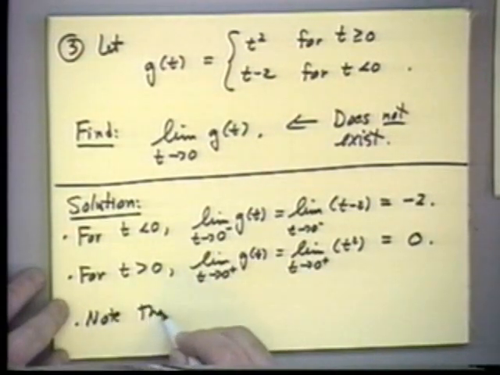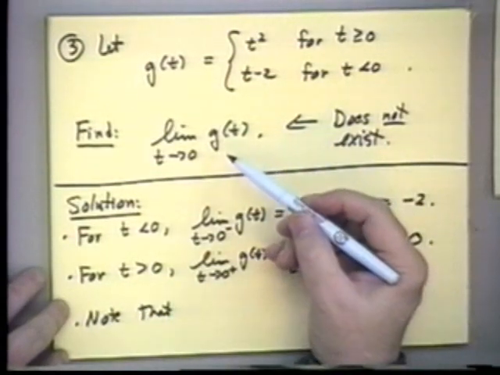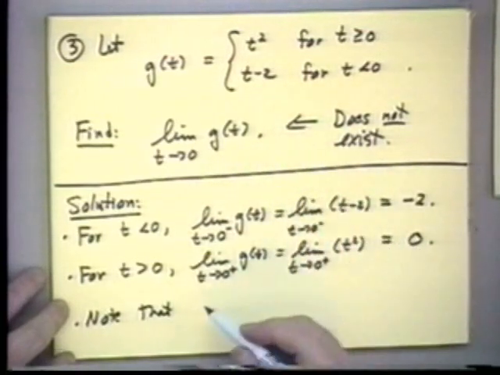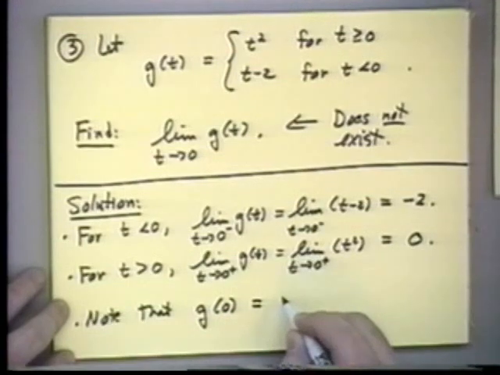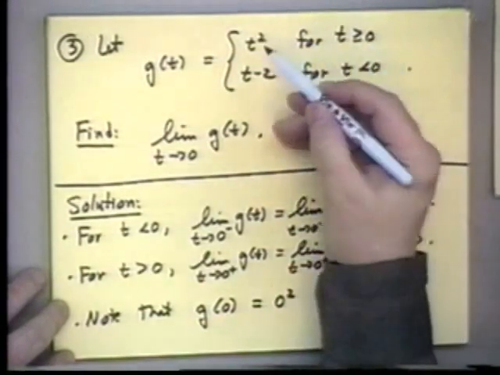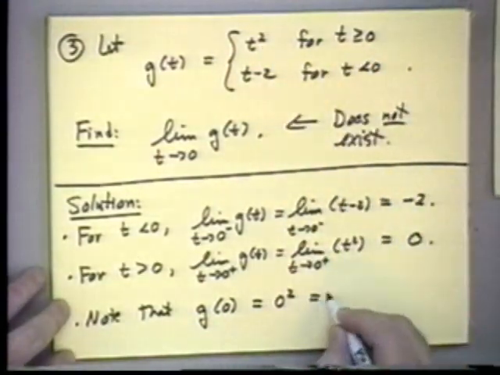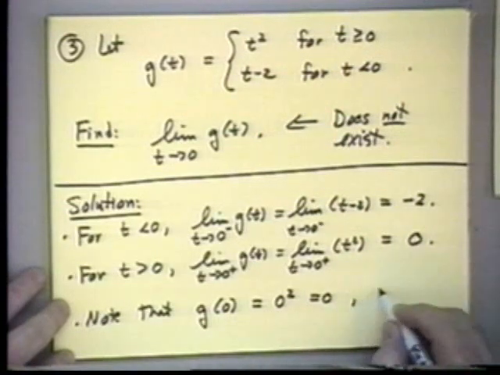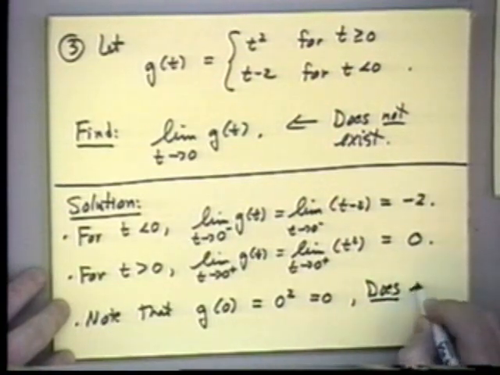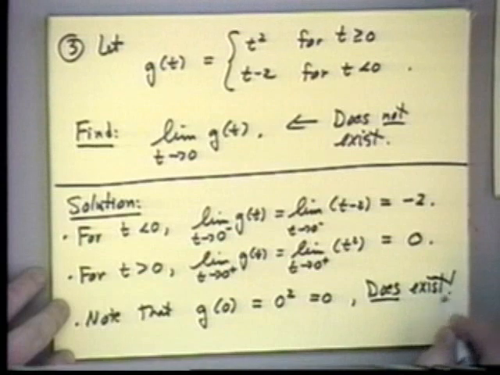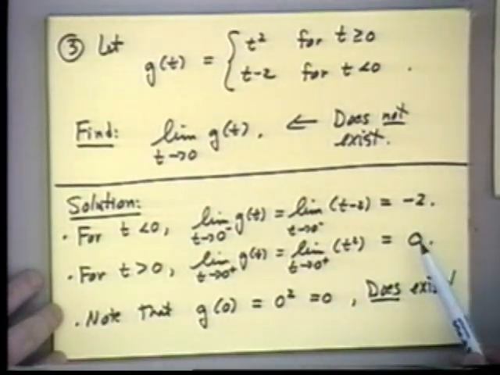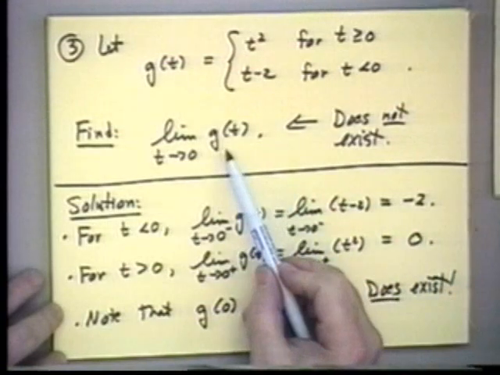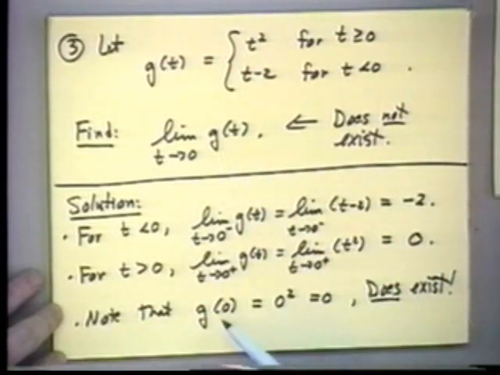Note that although the two-sided limit fails to exist, the function actually has a value at 0. g of 0 is 0 squared, because at 0 it's the t squared function, which of course is 0. So g of 0 equals 0, which does exist. So we have the interesting case of a function whose left and right limits exist, whose two-sided limit does not exist, but which does have a value at that point 0.